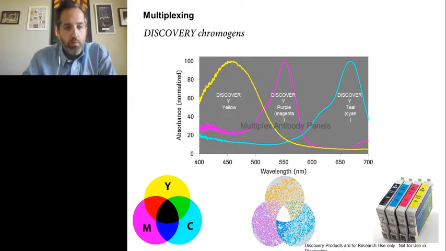The new Discovery chromogens that we've created are very much based around an HP inkjet printer, where you would have 3 different color cartridges which are able to create any particular color you like by overlapping. And you can see here that each of the Discovery chromogens, Discovery Yellow, Purple, and Teal, all have very narrow absorbance spectra. So when they do overlap, it's very easy to see where these colocalization events take place, and also very easy to deconvolute using image analysis tools.